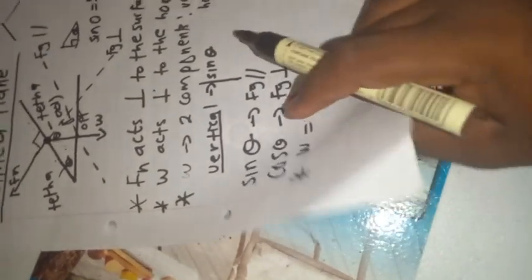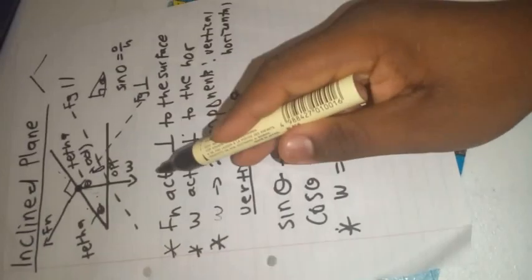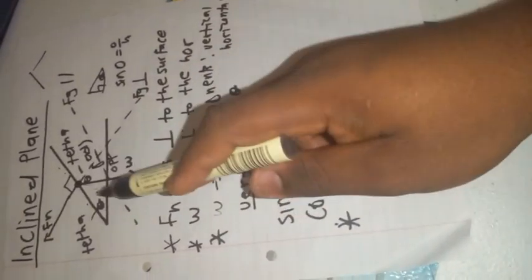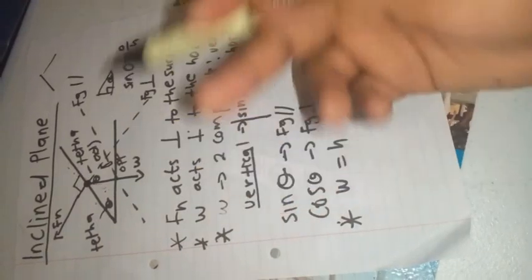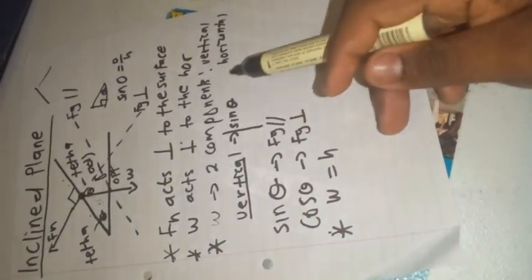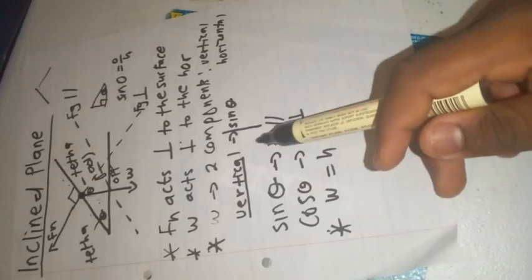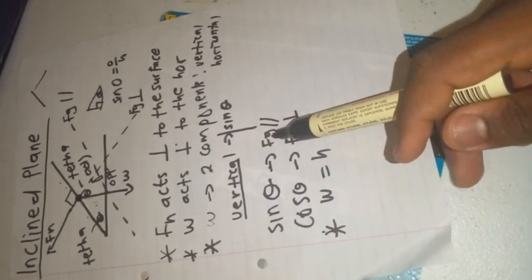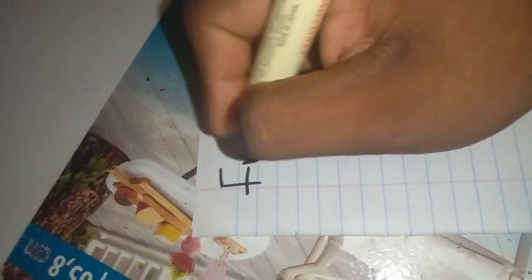Okay, so right now I want us to check this one. Since you now know that the normal force is perpendicular to the surface, the weight is perpendicular to the horizontal, the weight has two components, which are the vertical and the horizontal force, FG parallel is sine theta, FG perpendicular is cos theta, and the weight is equal to the hypotenuse side. Let me show you something and tell you something. I want you to memorize something and learn something. Know that the normal force is equal to the FG perpendicular in magnitude.